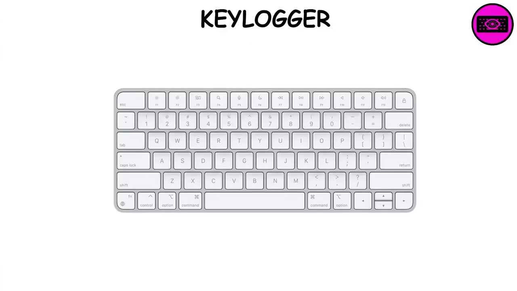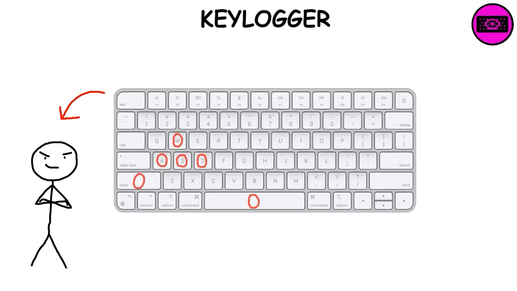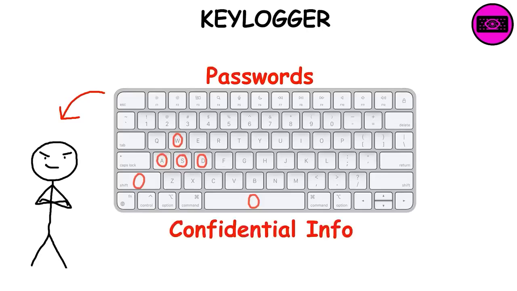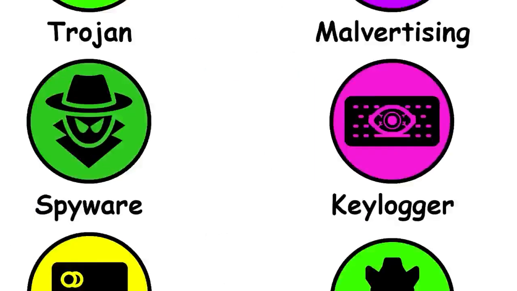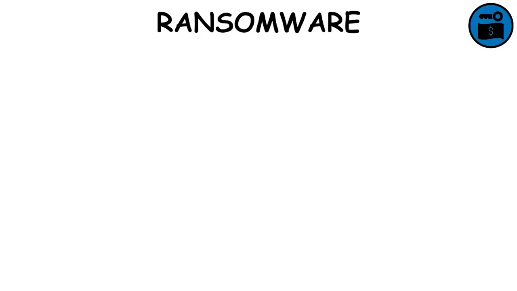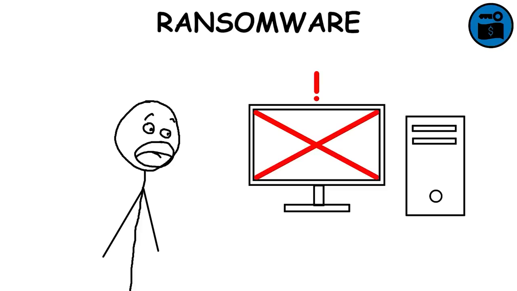Keylogger. A keylogger is a malware that secretly records every key pressed on a keyboard and sends it to the cybercriminal. Data, mostly passwords and confidential information, can get stolen if there's a keylogger on a computer. It's a type of spyware. Ransomware. A ransomware is a malware that permanently blocks access to the victim's personal data and computer unless a ransom is paid.